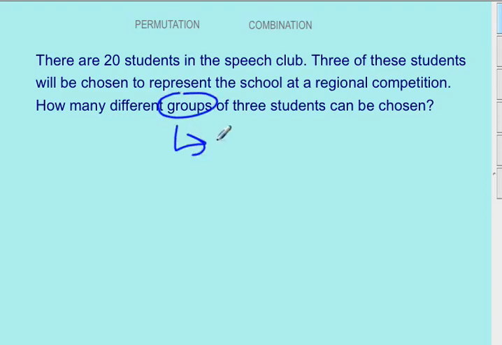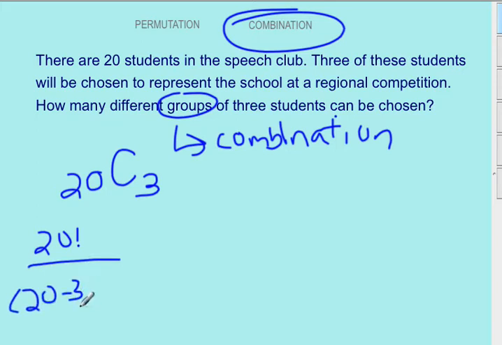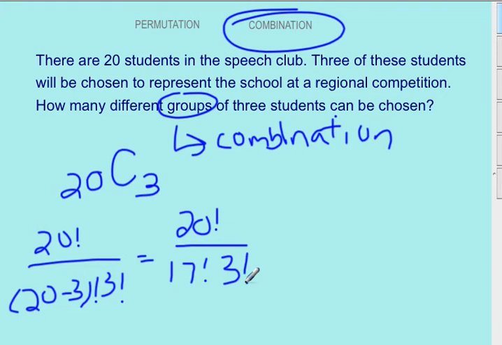Typically, when it says groups, that implies a combination. The word group typically tells you you're just kind of taking a whole mass of people, and it doesn't matter which order you take them in. So this one in particular is going to be a combination. So we're going to start, and we have 20 students, and we're going to choose only 3 of them. So I'm going to have 20 factorial divided by 20 minus 3 factorial times 3 factorial. So then I get 20 factorial divided by 17 factorial times 3 factorial.